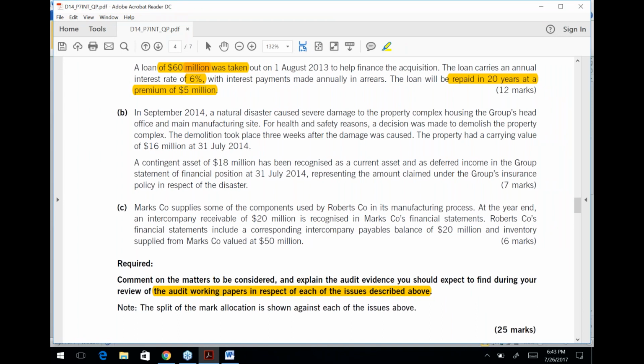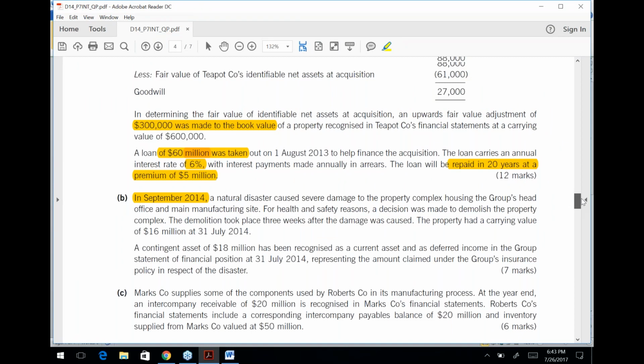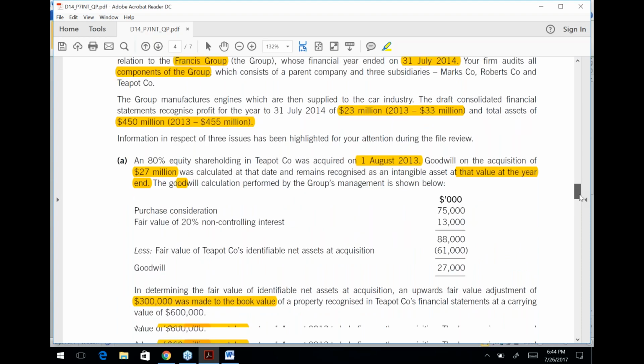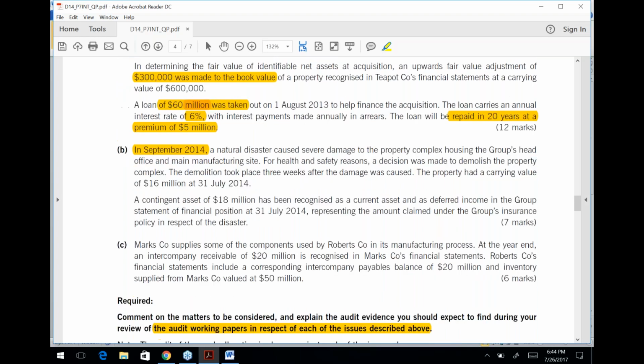Okay, let's move forward and discuss further. It says in September 2014. I'm going to repeat again. You see, the dates are very important. You need to understand what the relevant dates are in the given scenario. So it says that the year end is 31st July 2014. And if something is happening in September 2014, that means it's an event after the reporting period.